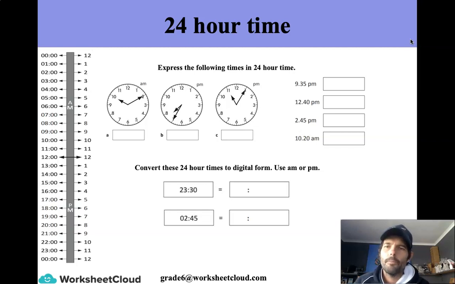Okay, so I've put in a 24-hour time table on the left-hand side indicating AM and PM, and you'll see the bold arrow at 12 in the middle of the table. So that's where we change from AM to PM. So go ahead, see if you can find the matching times for 24-hour time and put those clocks and those times in 24-hour time. Press play when you're ready to have a look at how you did.